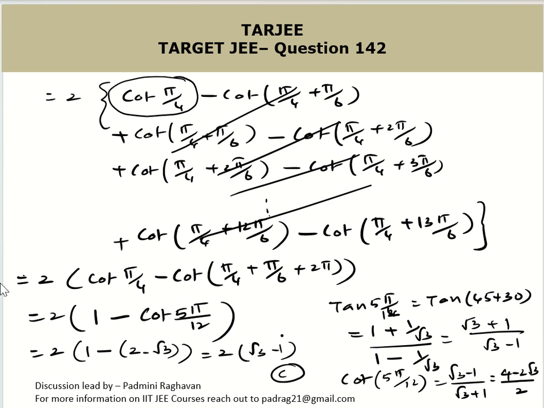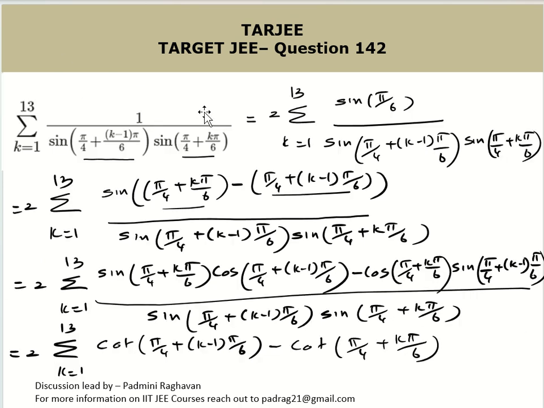The concept involved here is, when you see a product here, we have done many questions on telescopic series. You see that the denominator is a product of two sine terms and the angles differ by pi by 6. So we put a sine on top so that you can write this sine pi by 6 as the larger angle minus smaller angle. If you put a sine on top, this can be split as sine A cos B minus cos A sine B, and when you split the terms, you will get a difference of cot minus cot, and these terms are consecutive terms.